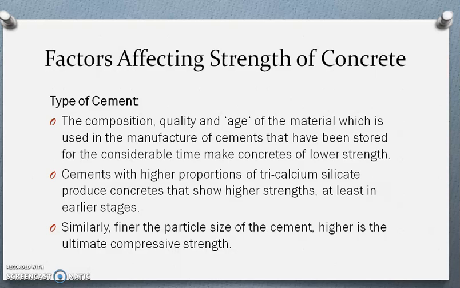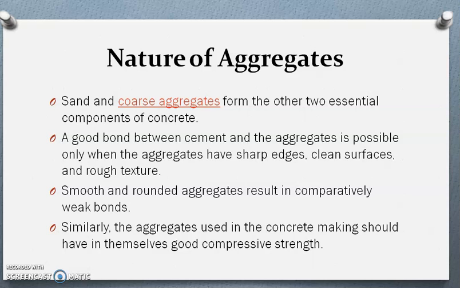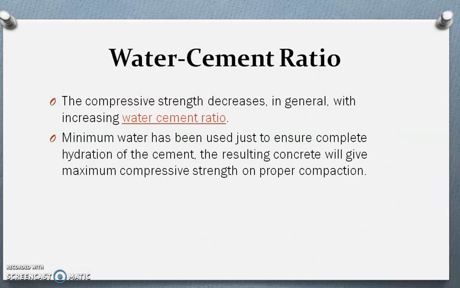What are the factors affecting the strength of concrete? First one is the type of cement. Based upon the composition, quality, and age of material used in the manufacturing of cement, the strength of concrete will vary. Then coming to the nature of aggregates. The sand and coarse aggregate, that is the fine aggregate and coarse aggregate, are the two forms of aggregate we'll be using. Whether it produces a good bond between the cement and aggregate will decide the strength of concrete, and also the shape of aggregate, whether it is smooth or rounded, will contribute to the strength of concrete.